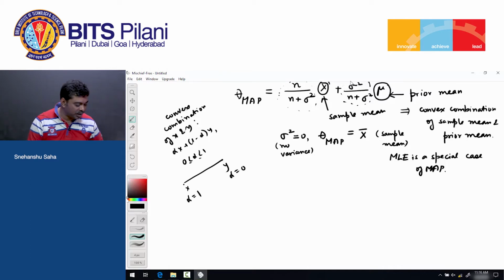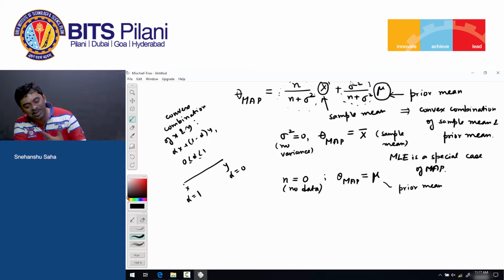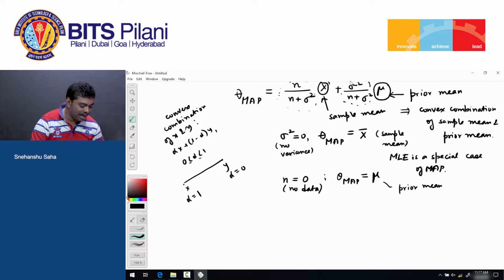Okay, so that's convenient. Now the other thing is when you have n equal to 0, meaning you don't have data. There is no new data, right? So n equal to 0 means there is no data. In that case, what will happen is this first term will vanish, and your theta MAP will then be purely dependent on the prior mean. So if you have no data, all you can do is an estimation based on your prior knowledge. Okay, and that's what you do.